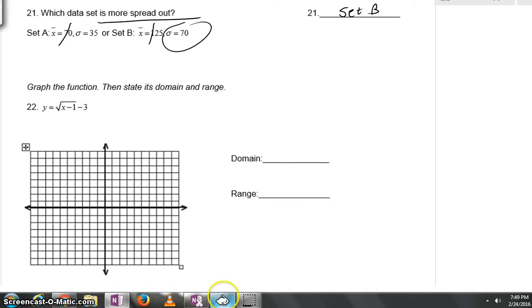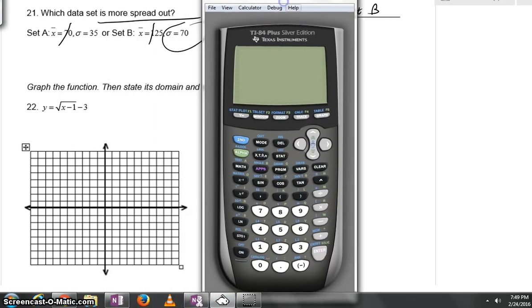For number 22, and actually number 23 as well, you can use your calculator to get a considerable amount of help here. Typing it in is critical though. Hit your square root, second x squared, x minus 1. Hit the right arrow right now to move out of the root, then hit minus 3. And you could, of course, hit zoom 6 to get a pretty good idea as to what that thing looks like. But even more importantly, the table gives you so much information.